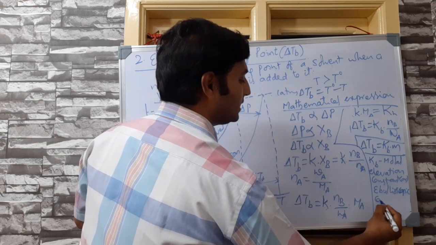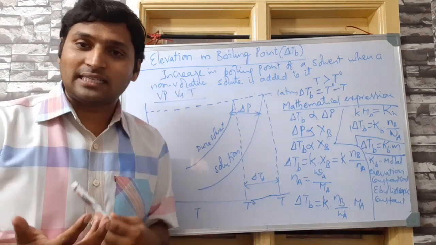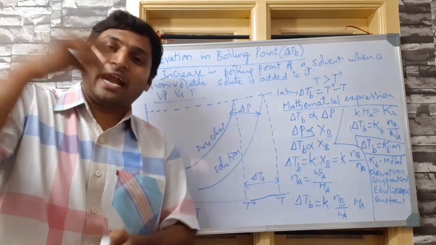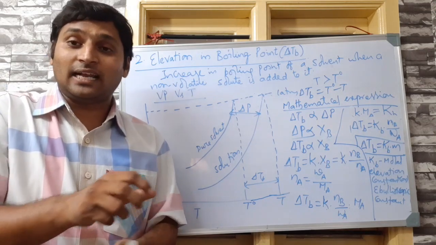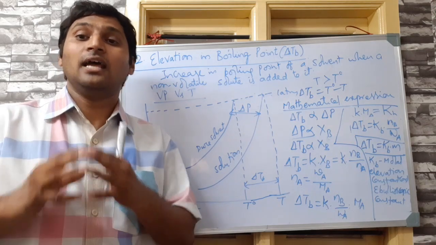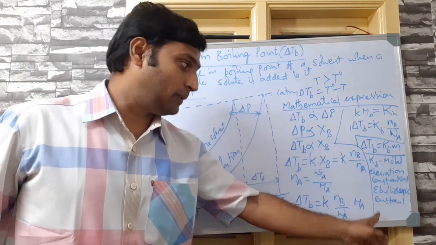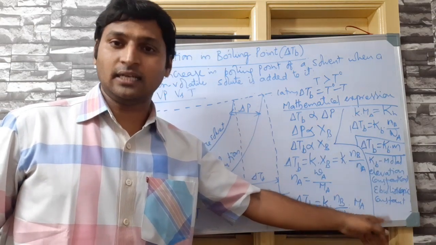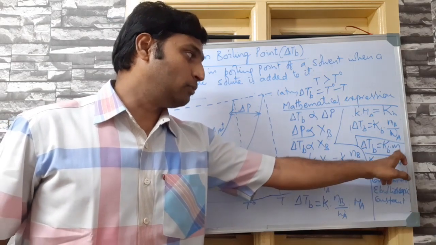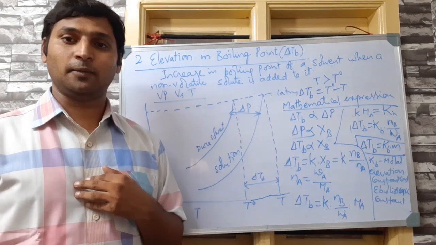Molar elevation constant or ebullioscopic constant, because the whole phenomenon of increasing the boiling point of a liquid by adding a non-volatile solute to it is called ebullioscopy. The experiment conducted in the labs is called ebullioscopy. And it is a proportionality constant used in ebullioscopy. That's why it is called ebullioscopic constant. Otherwise, it is relating elevation in boiling point to molality of the solution. That's why it is called molar elevation constant, Kb.